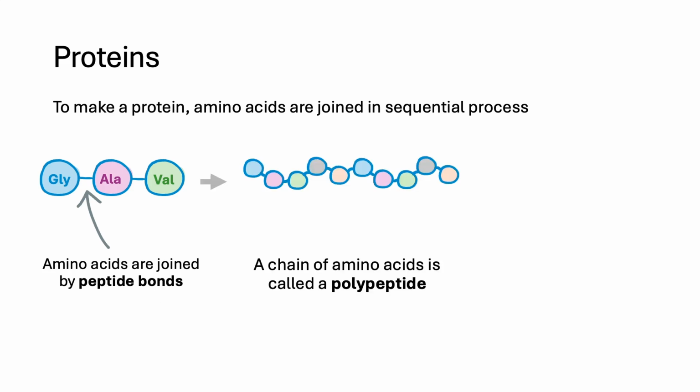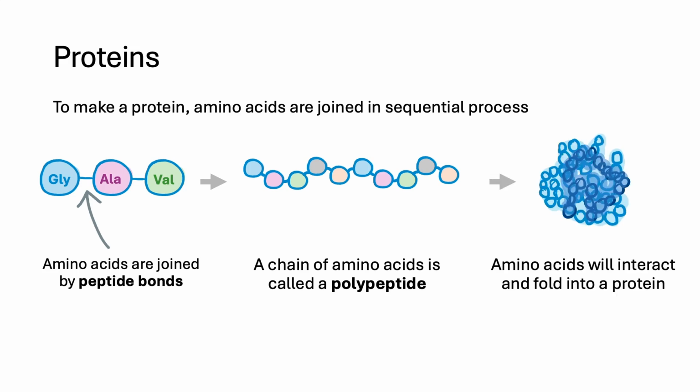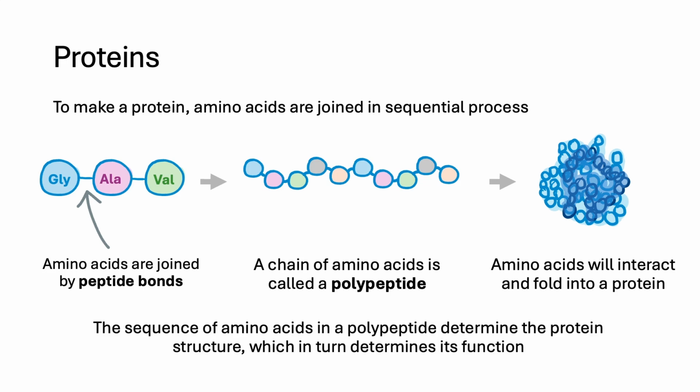And that's why when we put together a chain of amino acids, we call it a polypeptide, because it's a chain made of many peptide bonds between amino acids. And then the chemical properties of each amino acid react with one another, and it causes it to fold up into a 3D structure. The sequence of amino acids in a polypeptide will determine the protein structure, which then determines the protein's function. And so that's all I'll say about proteins. Proteins are a chain of amino acids joined together that then fold up into a 3D shape.